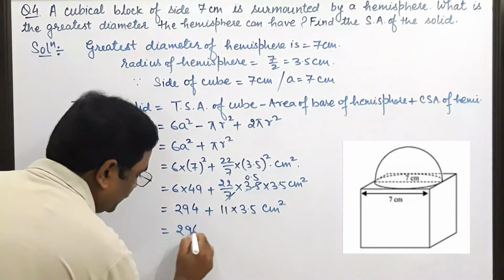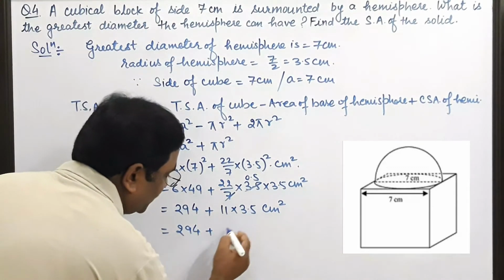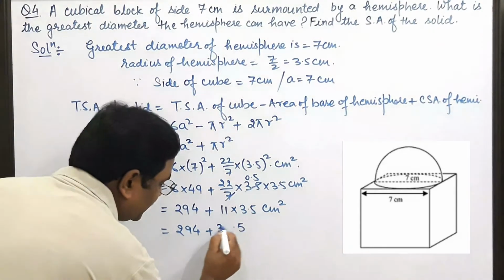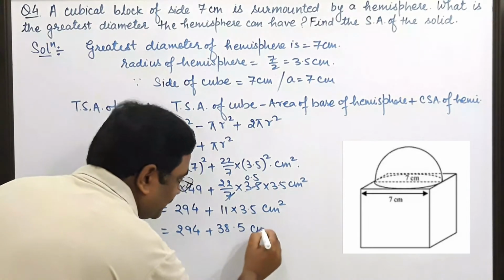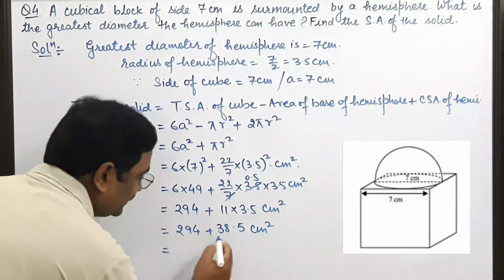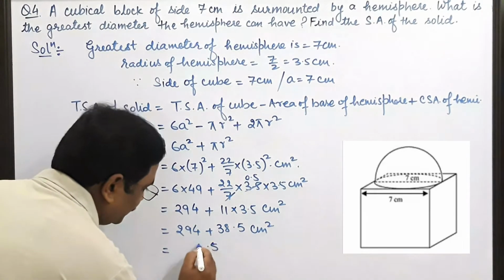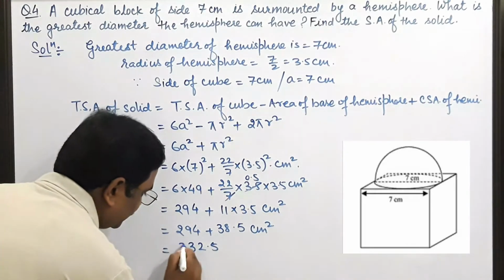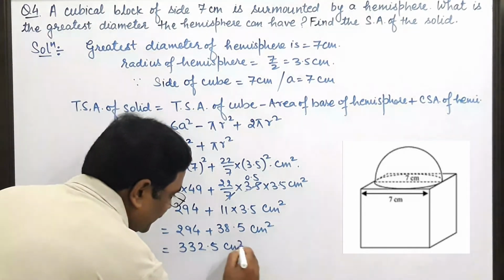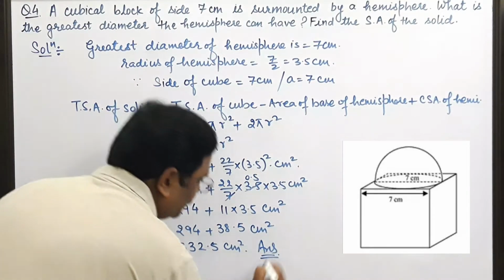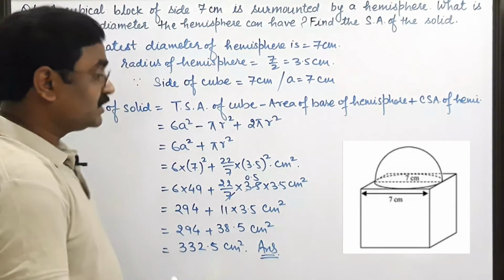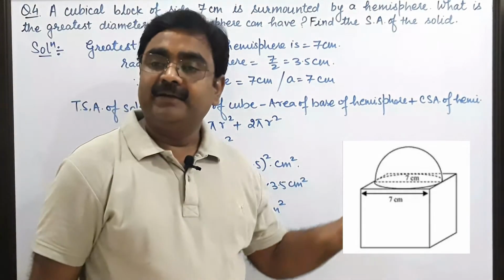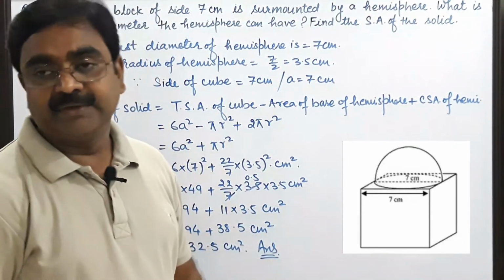So 294 plus, we multiply this. 11 5s are 55, 11 3s are 33 plus 5 is 38 centimeter square. So after adding we will get 332.5 centimeter square, which is our required answer. Means this is the total surface area of the solid after combining the cube and the hemisphere, as you are observing there in the figure.